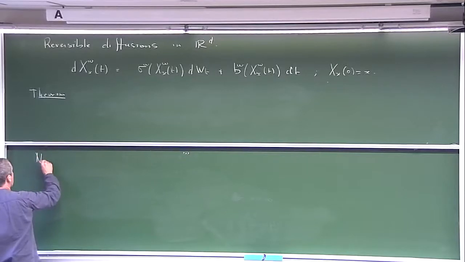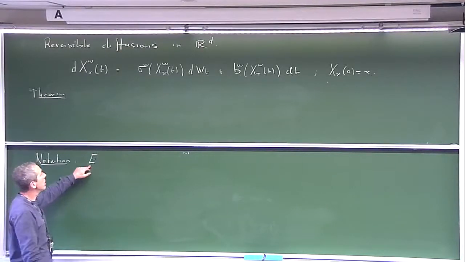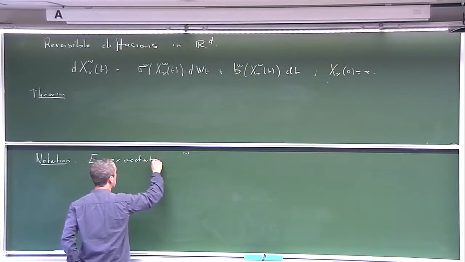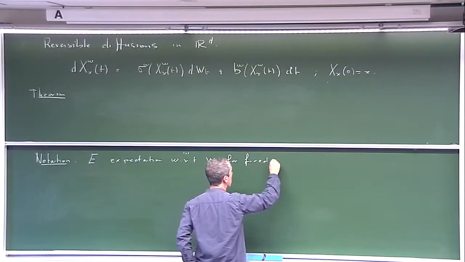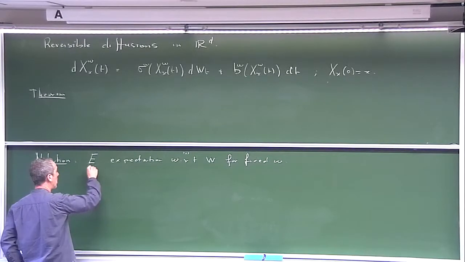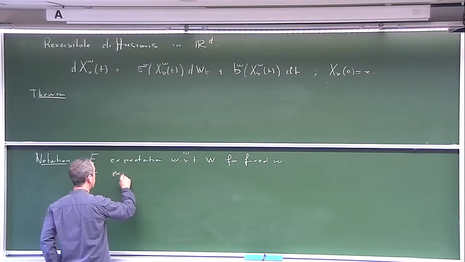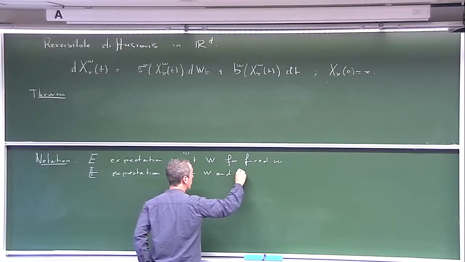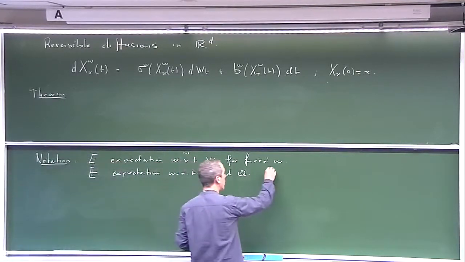Before I write the theorem, some notation. I write E for the expectation with respect to W, for fixed omega, so the quenched law. And I will write E with a double bar for the expectation with respect to both W and Q, and omega. So this is the annealed law. People call it annealed.